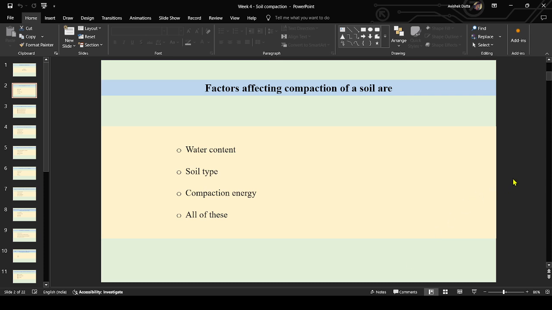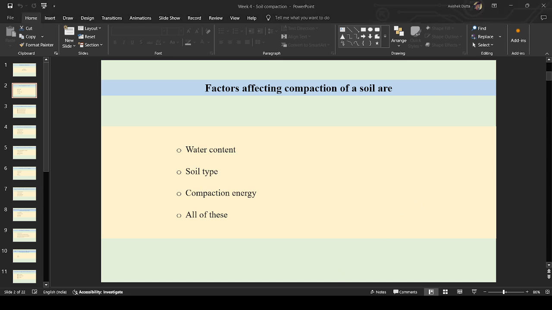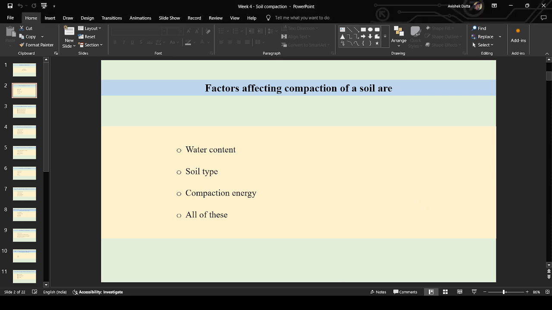I repeat the question. Factors affecting compaction of a soil are: first option, water content; second option, soil type; third option, compaction energy; and last option, all of these. Next question.